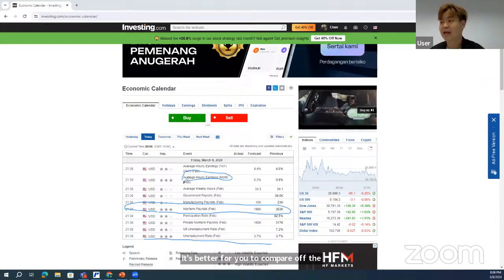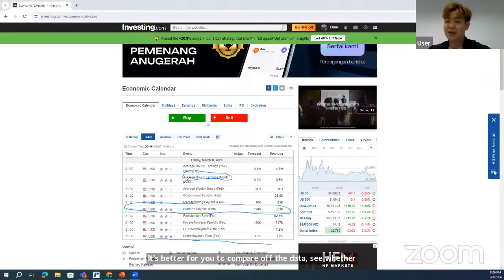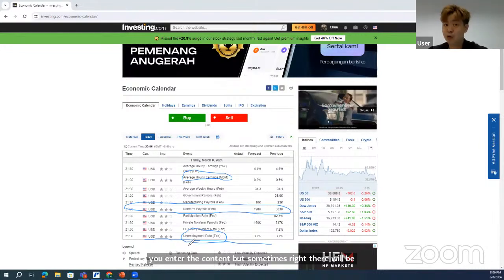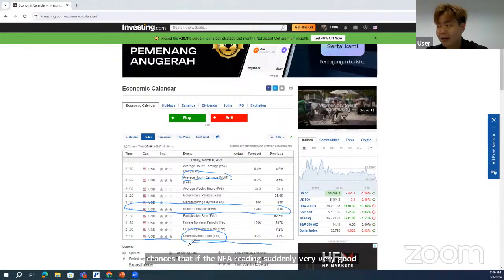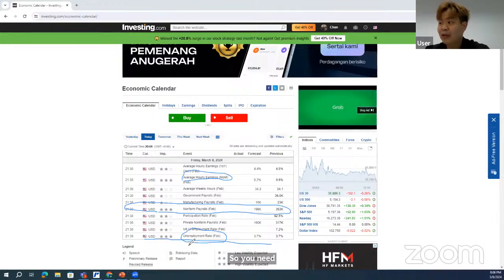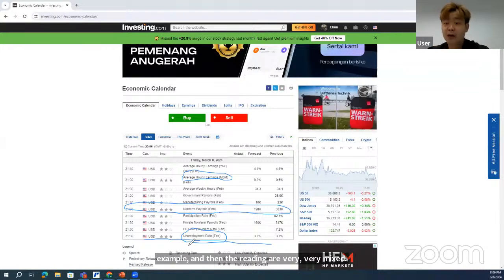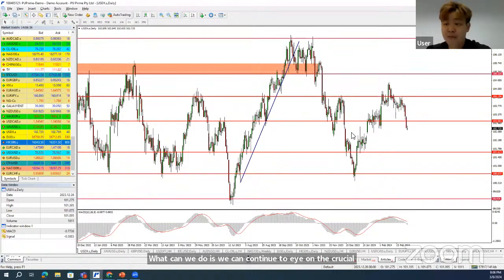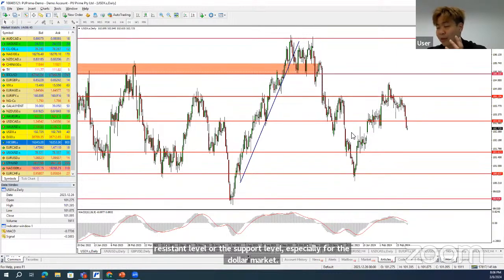But sometimes there will be chances that the NFP reading is suddenly very good, but the unemployment rate is worse than expectations. Then what can you do next? After the data release, for example, if the readings are very mixed, you cannot predict whether the dollar is going up or going down. This is what we call mixed sentiment. But what can we do? We can continue to keep an eye on the crucial resistance level or support level, especially for the dollar market. After the data release, you can use the support or resistance level to determine what the good trend is.